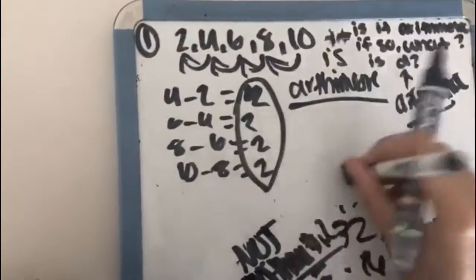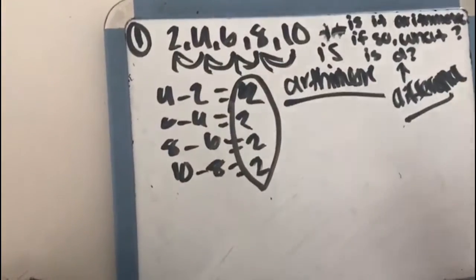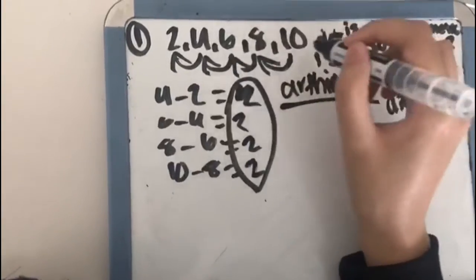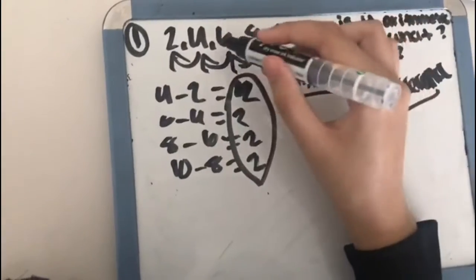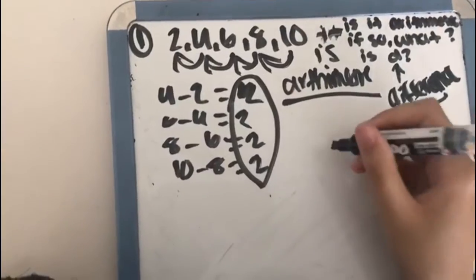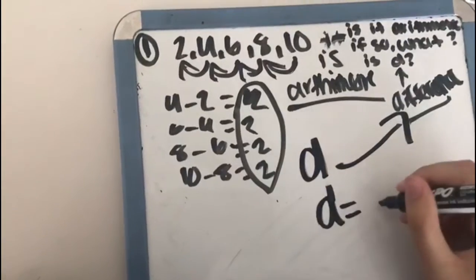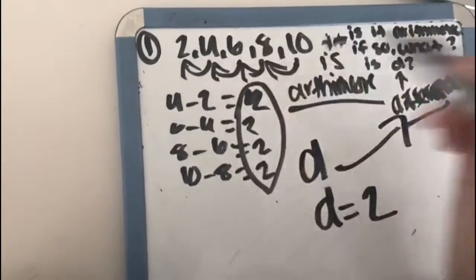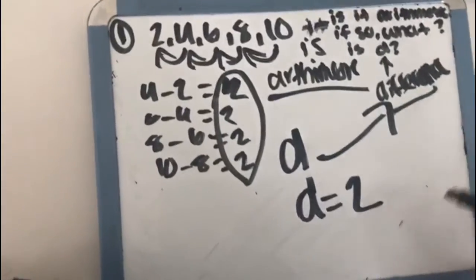So let me just erase this real quick. Also, when you are subtracting them, you cannot subtract 2 minus 4. It always has to be the later number minus the one behind it, and keep on doing it as a sequence. So it always has to be 4 minus 2, 6 minus 4, 8 minus 6, like a pattern. Since this is arithmetic, D, the common difference, is equal to 2, because the difference between 4 minus 2 is 2. You're subtracting to find the difference, and it's 2.